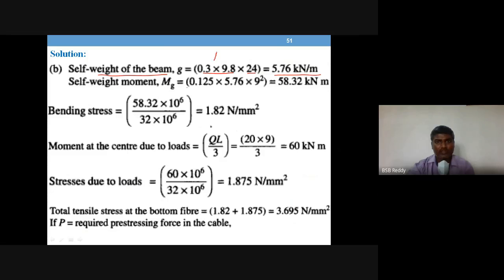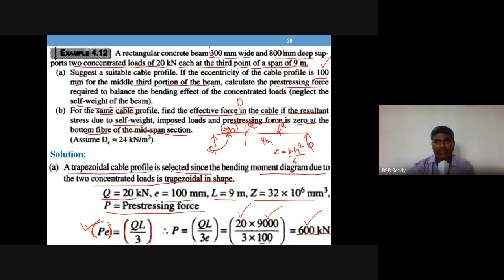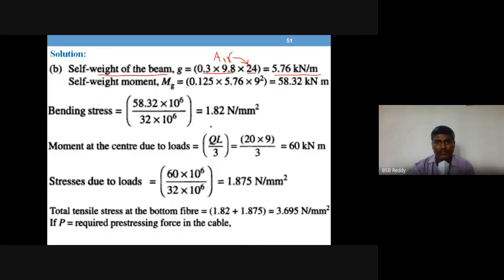So select A into gamma value. Okay, right. So gamma is 24, you know it, and cross sectional area is 300 into 800. It is like 0.8. So correction here in the textbook.